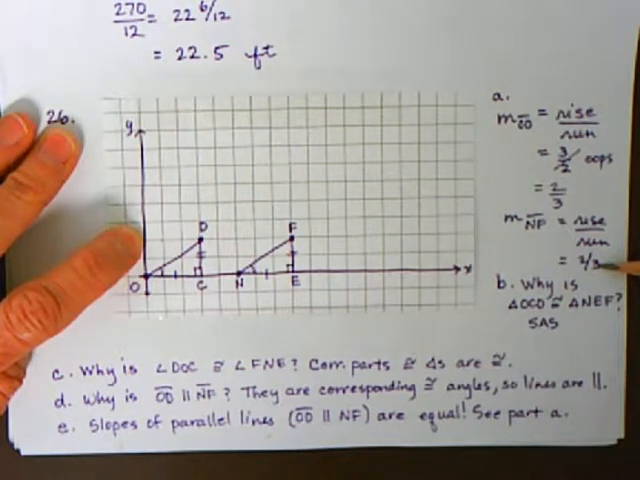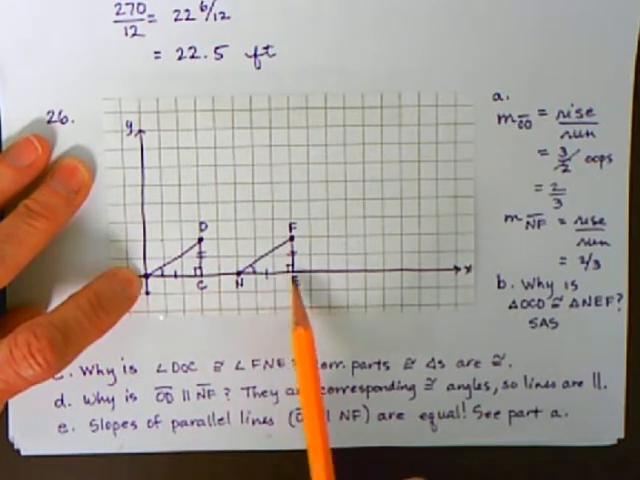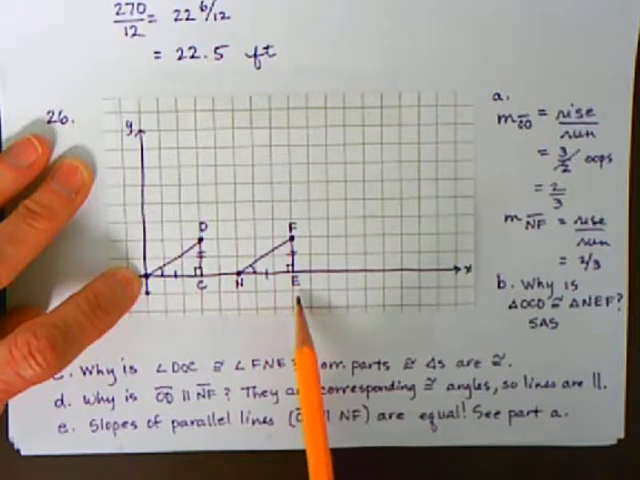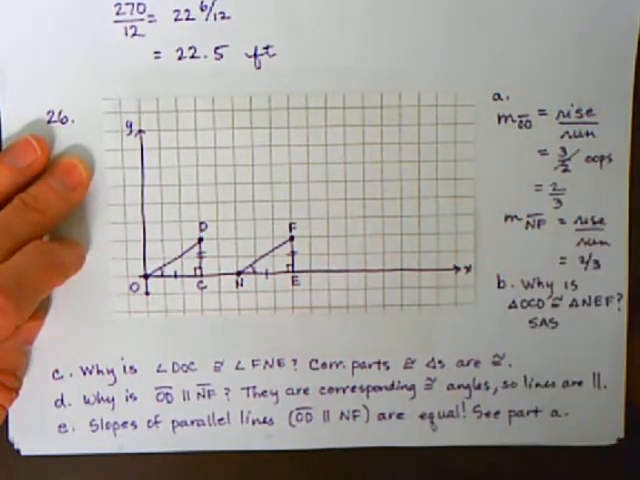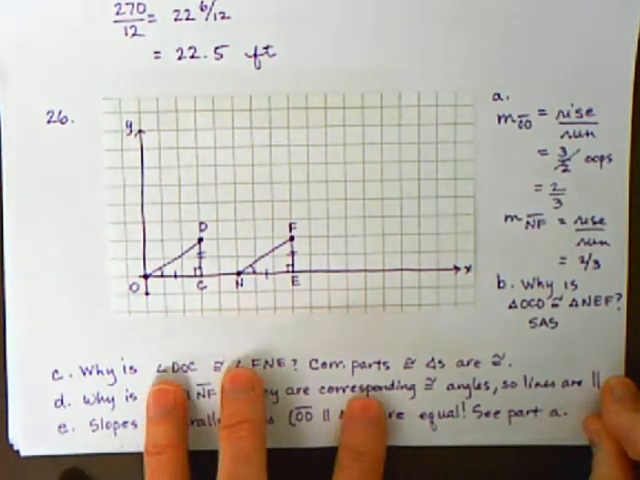Now, we want to know, for part B, why the two triangles are congruent. Well, if you'll notice, this OC is congruent to NE. These are both right angles here. Angle C and angle E are both right angles. And DC is congruent to FE. So by side angle side, we have that the two triangles are congruent.